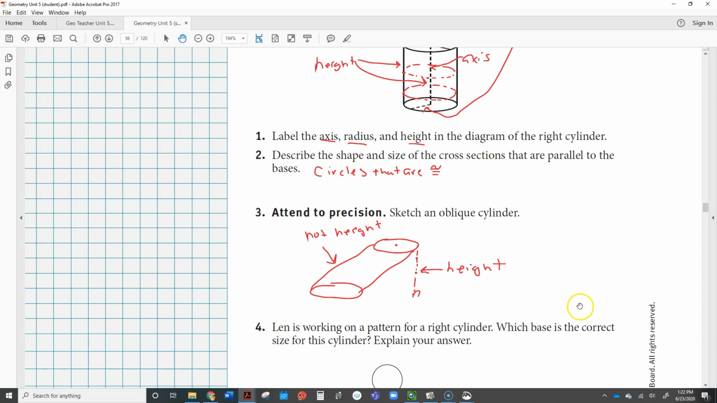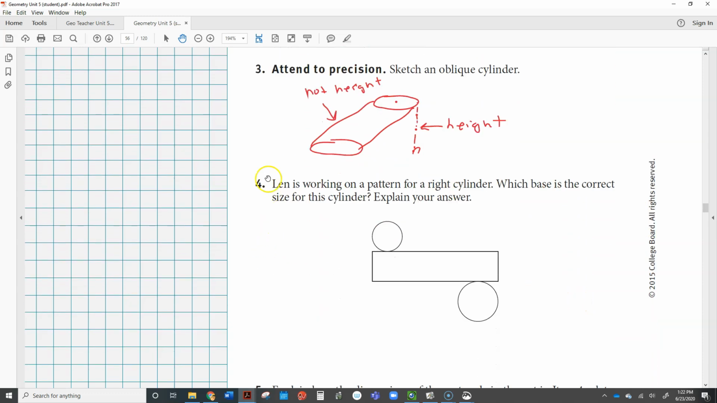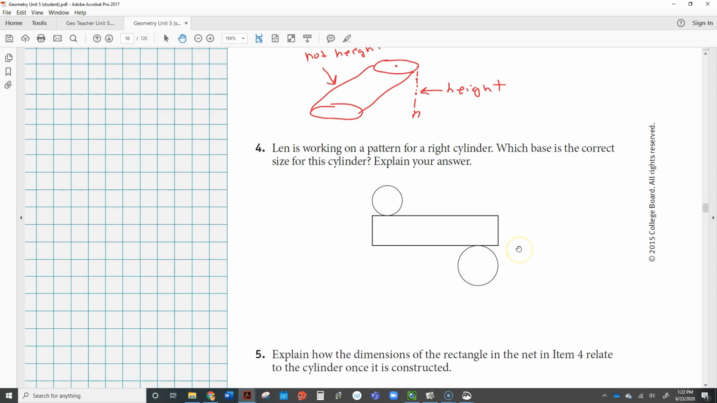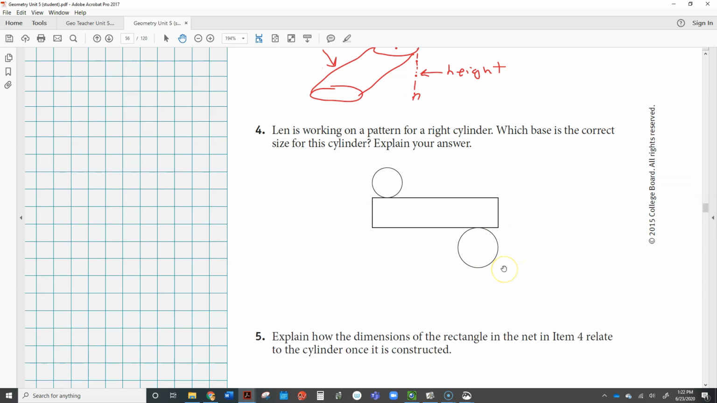Okay. So we've got Lynn working on this. Looks like a net. I'm concerned about this net though, because we've got a small circle and a big circle. And it says, which one of these bases is the right size for the cylinder? So if this is what we have to wrap around, we have to make this side length right here either fit around this circle or fit around this circle. Well, that makes me think around a circle, makes me think about the circumference.